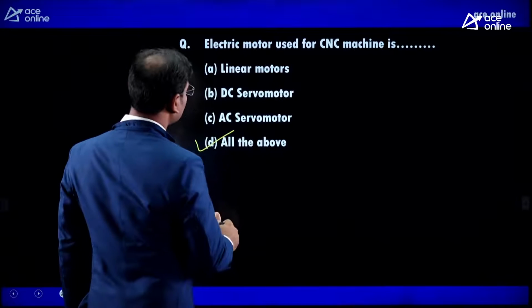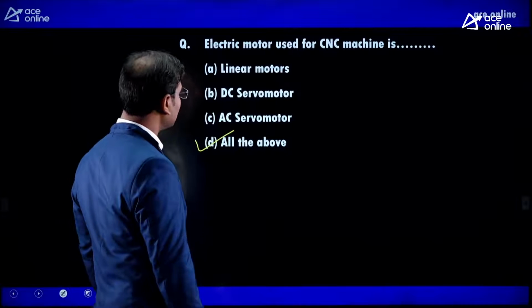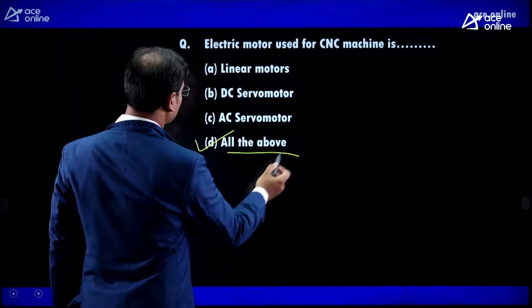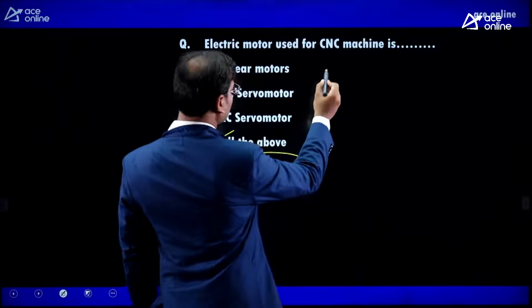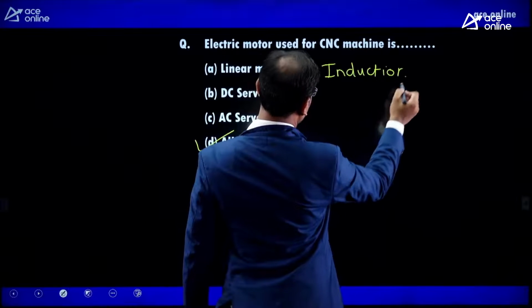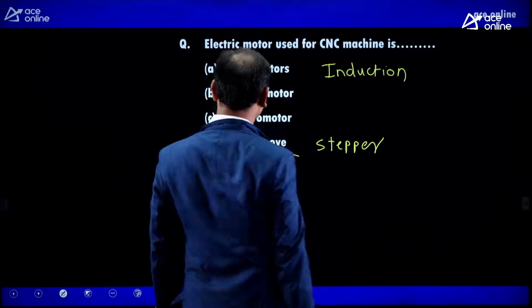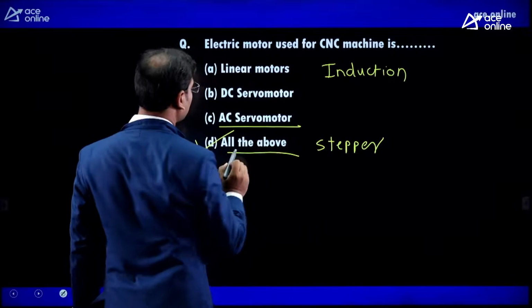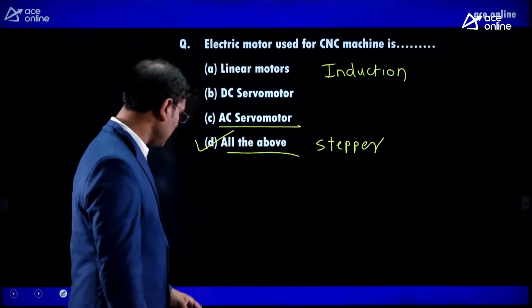But guys, here the linear motor is not given. Instead of linear motors, the options given are induction motor, stepper motor, and DC and AC. Then we have to select one. Just see, here is the induction motor, and here is the stepper motor. Induction motor, stepper motor, DC, AC, then which option can you choose? Instead of DC servo motor, AC servo motors are better. So out of all of that, we can go with the AC servo motor.